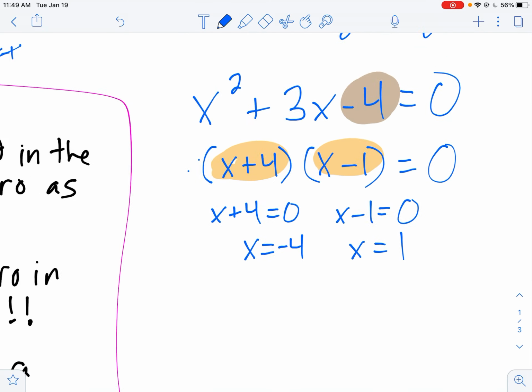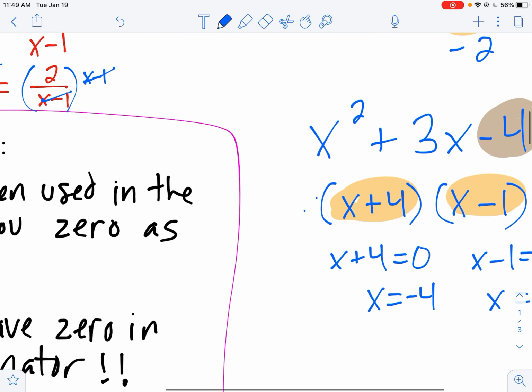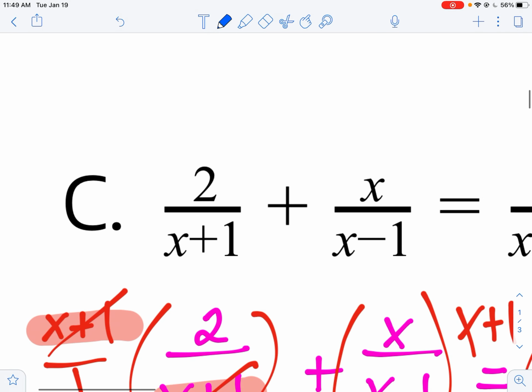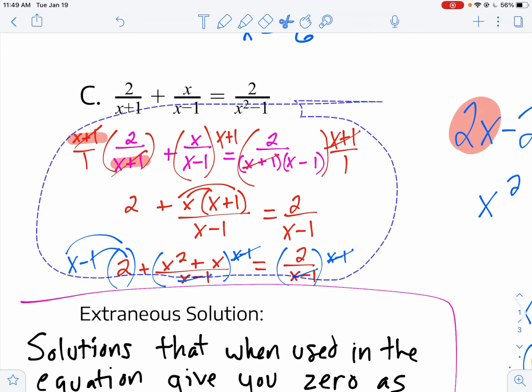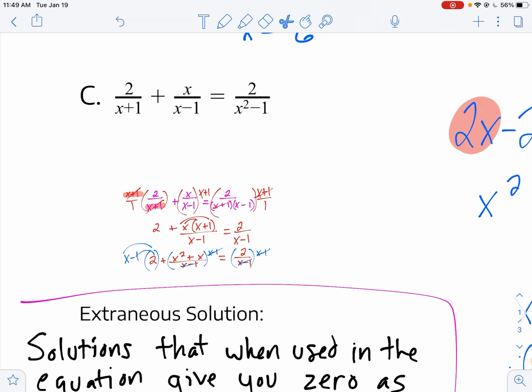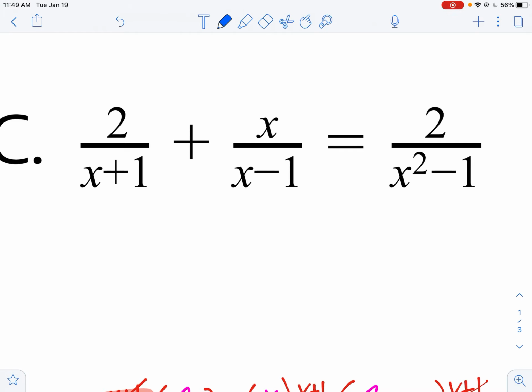What we do is we check. Let's go back to our original equation. You might have noticed I wrote this earlier. So I'm going to write it in again. I'm just going to shrink this stuff down. Hey, nice. So I'm going to plug in these possible solutions.